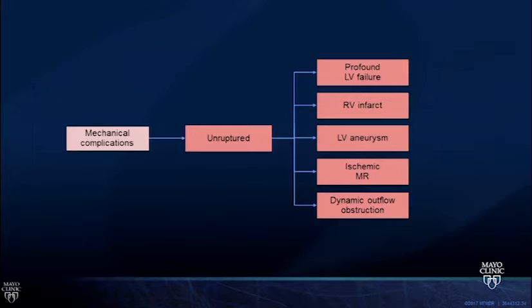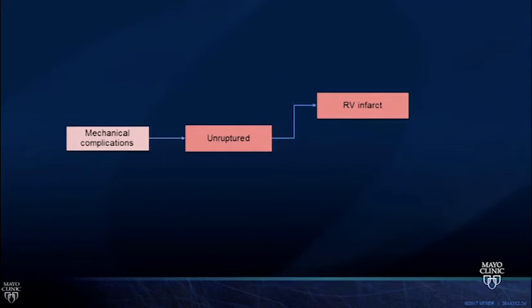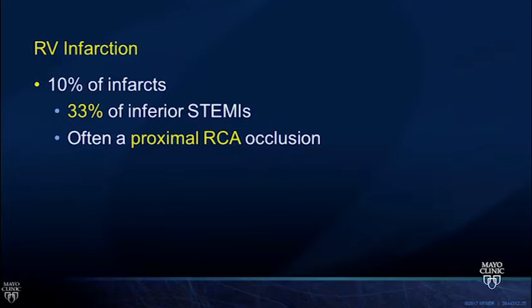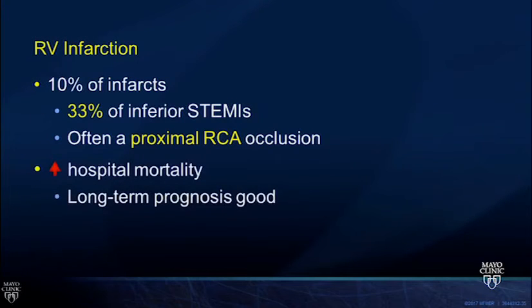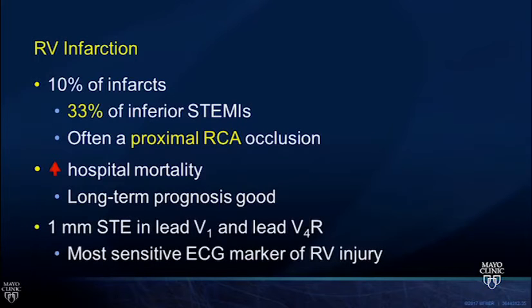So we've talked about profound LV failure. Let's move on to our next unruptured complication, that of RV infarct. RV infarct doesn't happen with most infarcts, only 10%, but is much more likely if you have a proximal right coronary occlusion, and it goes along with about 1/3 of all inferior STEMIs. These patients have higher in-hospital mortality, but if they survive their initial hospitalization, they actually do okay. The RV is oftentimes able to recover.